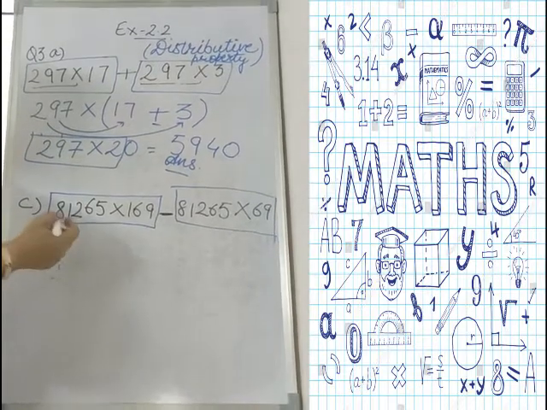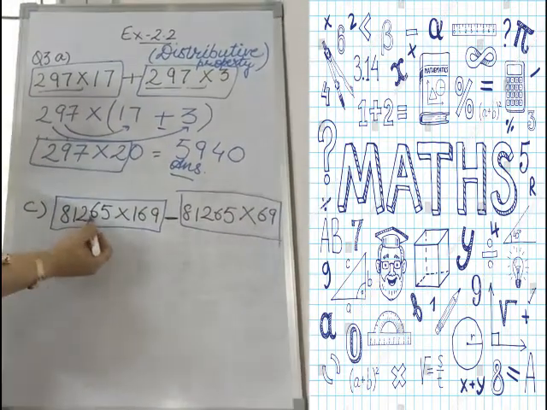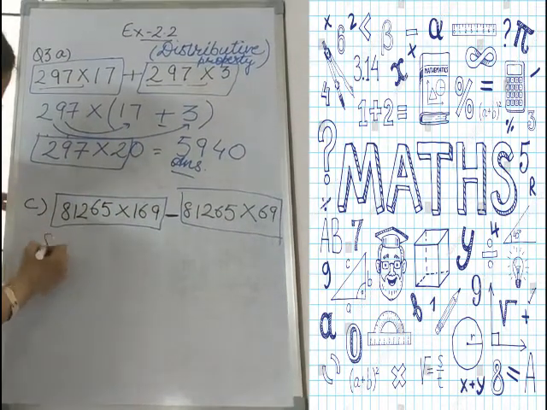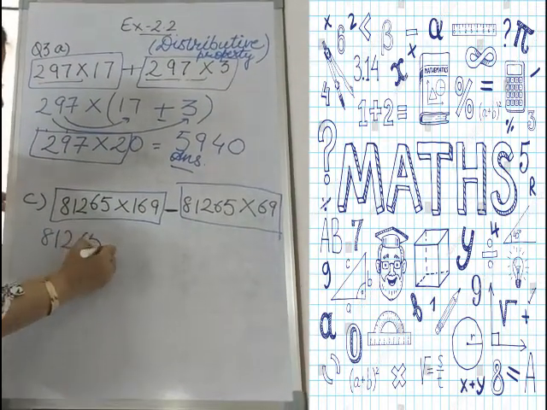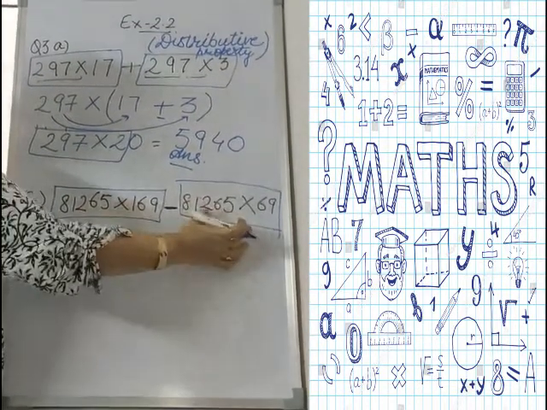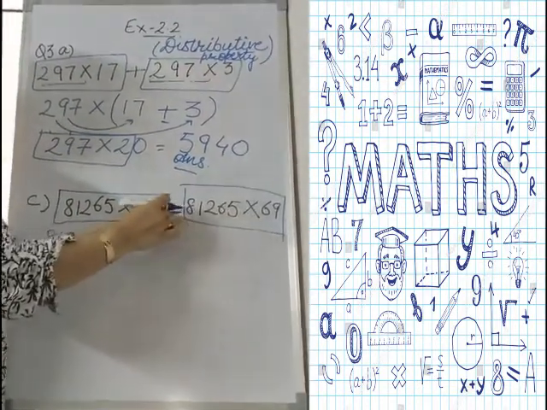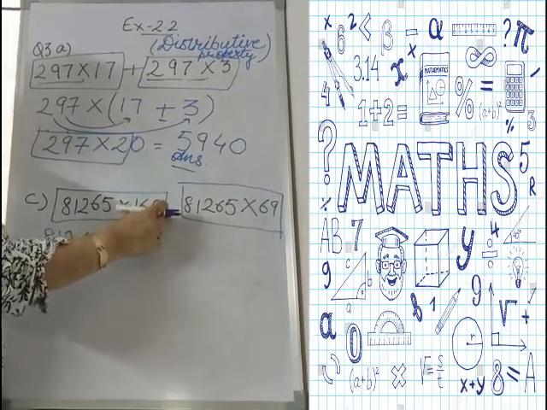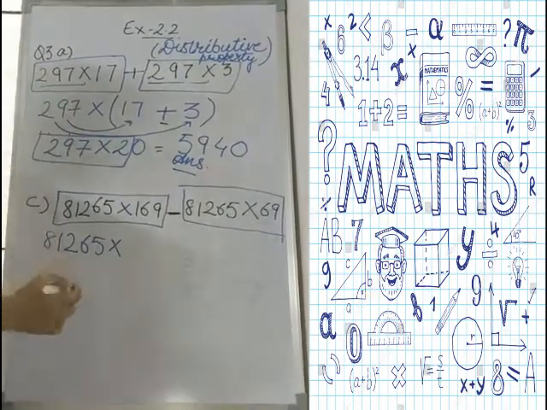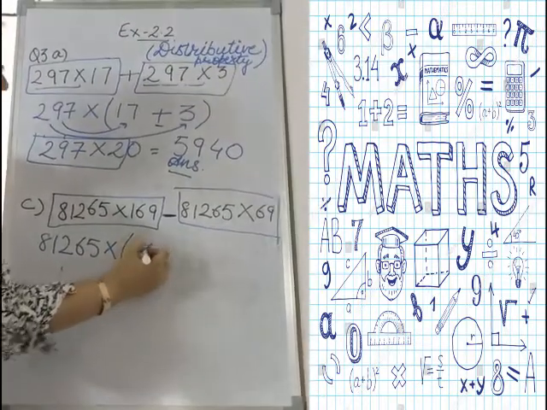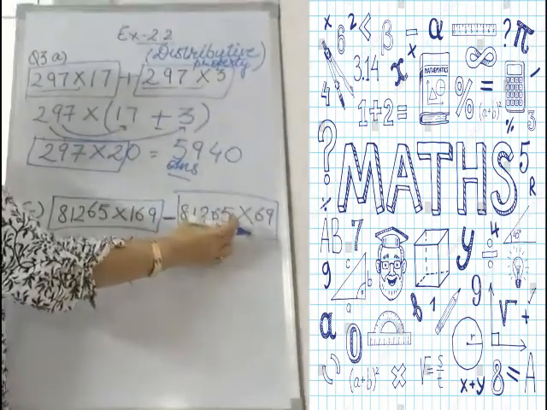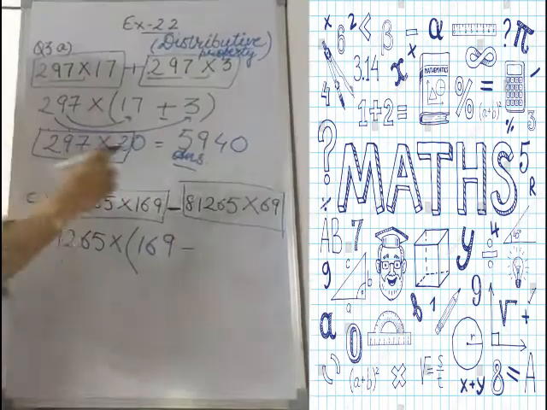Now in the next, 81,265 is common. So I am taking it out. Again by distributive property, I will not multiply first part and second part separately and do the subtraction. It would be considered as wrong because we have to solve this using distributive property. So in this, you will write 169 minus, again in this term has come out.